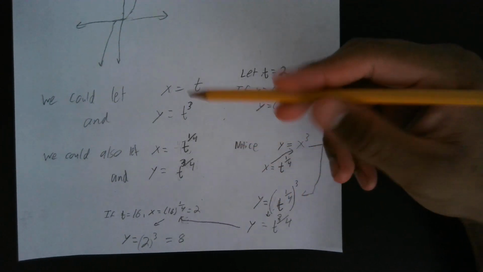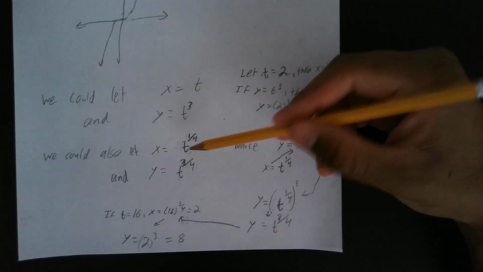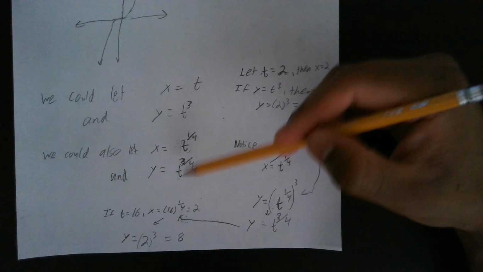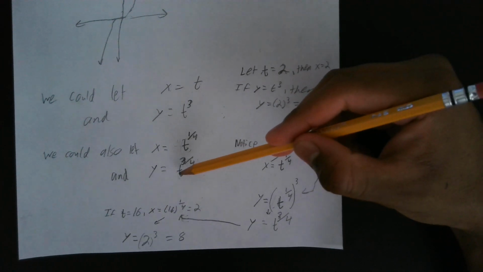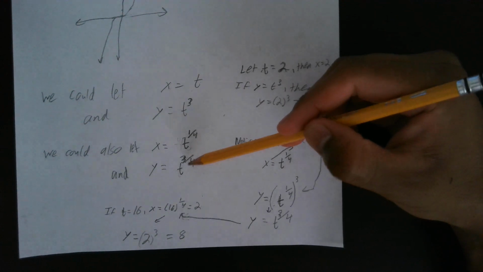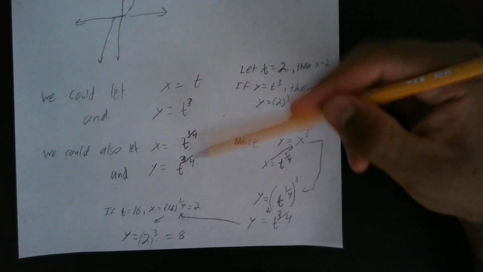And then let's look right here. If we have t equals 16 right here, then x would be equal to 2, and 16 raised to the 3/4 power is 8. We still obtain the same result.